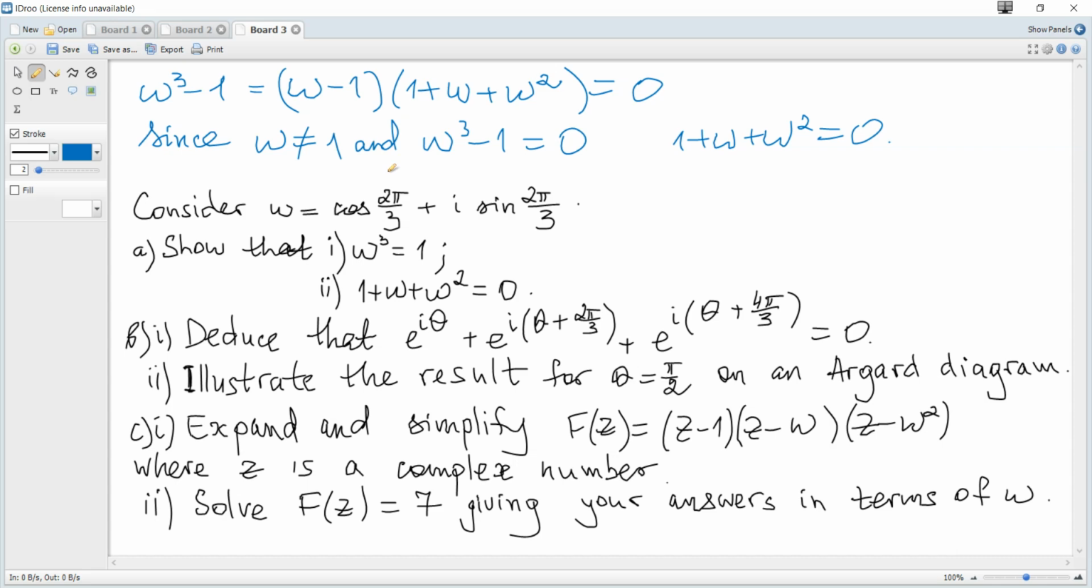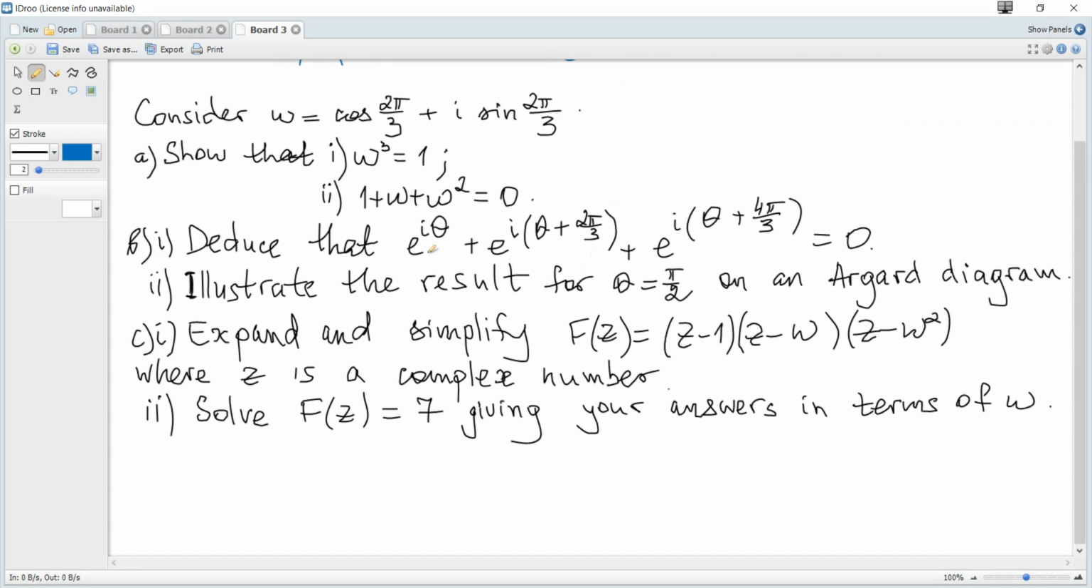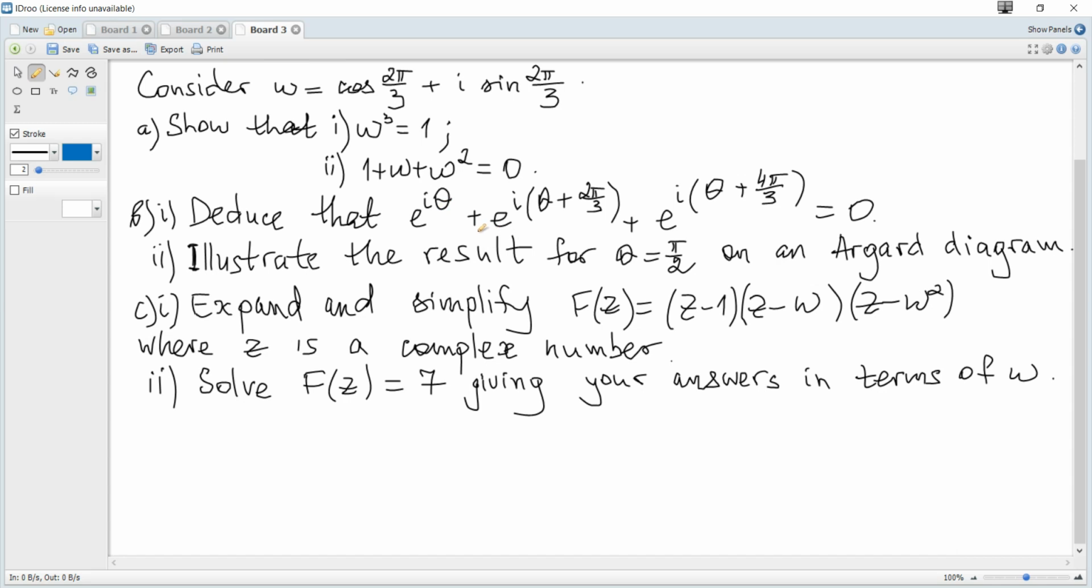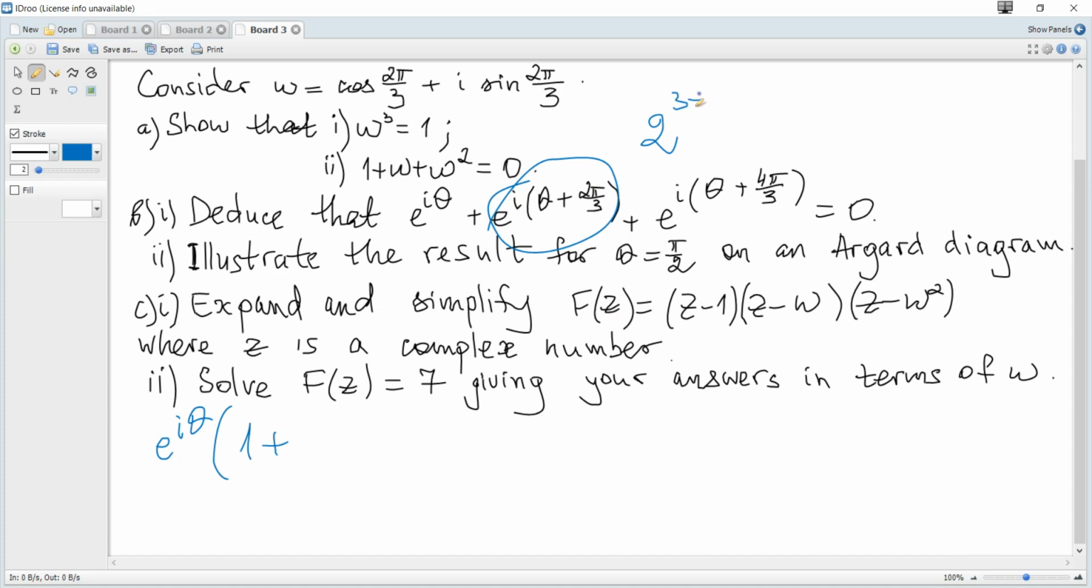And the next part: deduce that e to the power of i theta plus e to the power of i theta plus 2 pi over 3 plus e to the power of i theta plus 4 pi over 3 is 0. Definitely we should use this, and we can factor out e to the power of i theta, and it becomes 1 plus, it's the same as 2 to the power of 3 plus 5, so it's 2 to the power of 3 times 2 to the power of 5, it's the same.